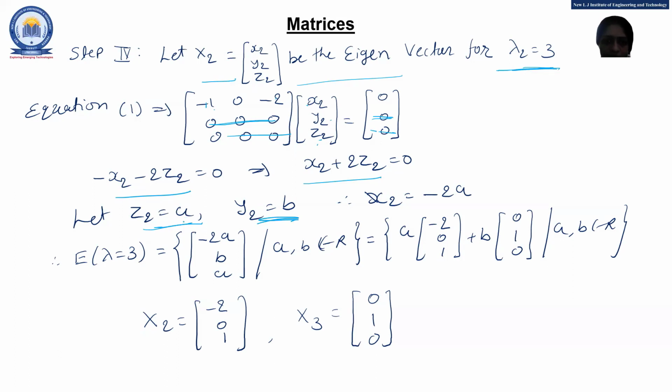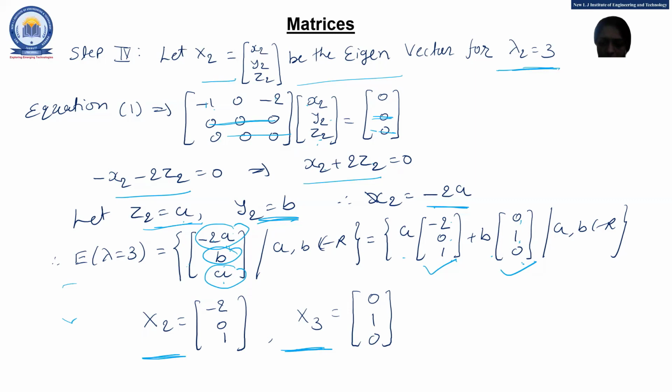So by substituting z2 in this equation, the value of x2 is minus 2A, right? y2 is B and z2 is A. So if I represent this vector in the form of A and B, by taking A common, here we have -2, then 0, and here 1. And by taking B common, this is 0, 1 and 0. It means we have two different vectors, -2, 0, 1 and 0, 1, 0. This is the second vector.